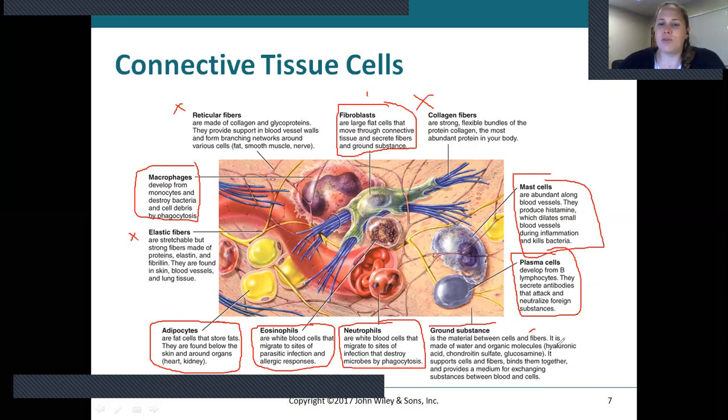But they do have specific compositions, so hyaluronic acid, chondroitin sulfate, and glucosamine. These are all important organic molecules that are going to help make ground substance nice and viscous and watery. You don't necessarily need stiff tissue everywhere in your body. There are some places where you're going to want some water, so this helps provide this binding medium between them. And I talked about fibroblasts, things like macrophages, eosinophils, neutrophils, and mast cells.